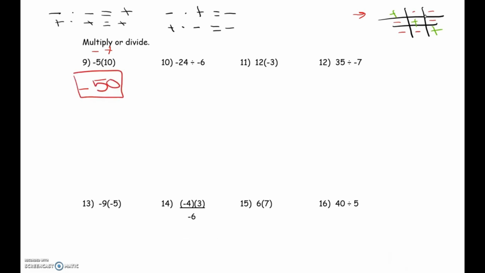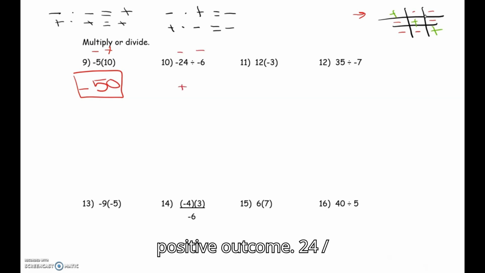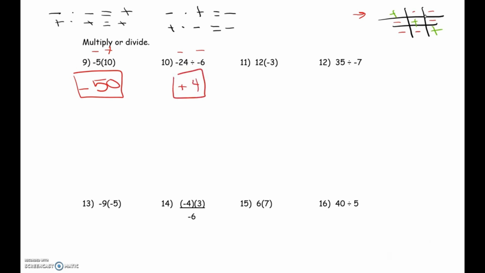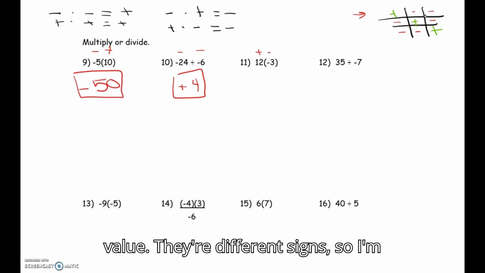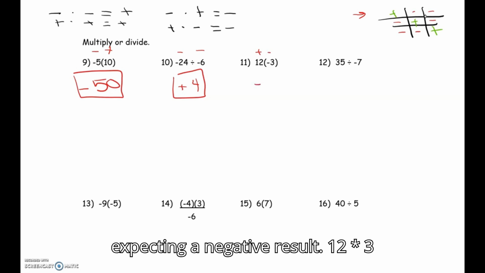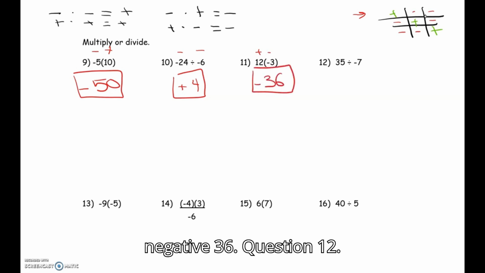Next question. Negative 24 divided by negative 6. Both are negative, so I'm expecting a positive outcome. 24 divided by 6 is 4. Question 11. 12 times negative 3. We have a positive value times a negative value. They're different signs, so I'm expecting a negative result. 12 times 3 is 36. Final answer, negative 36.